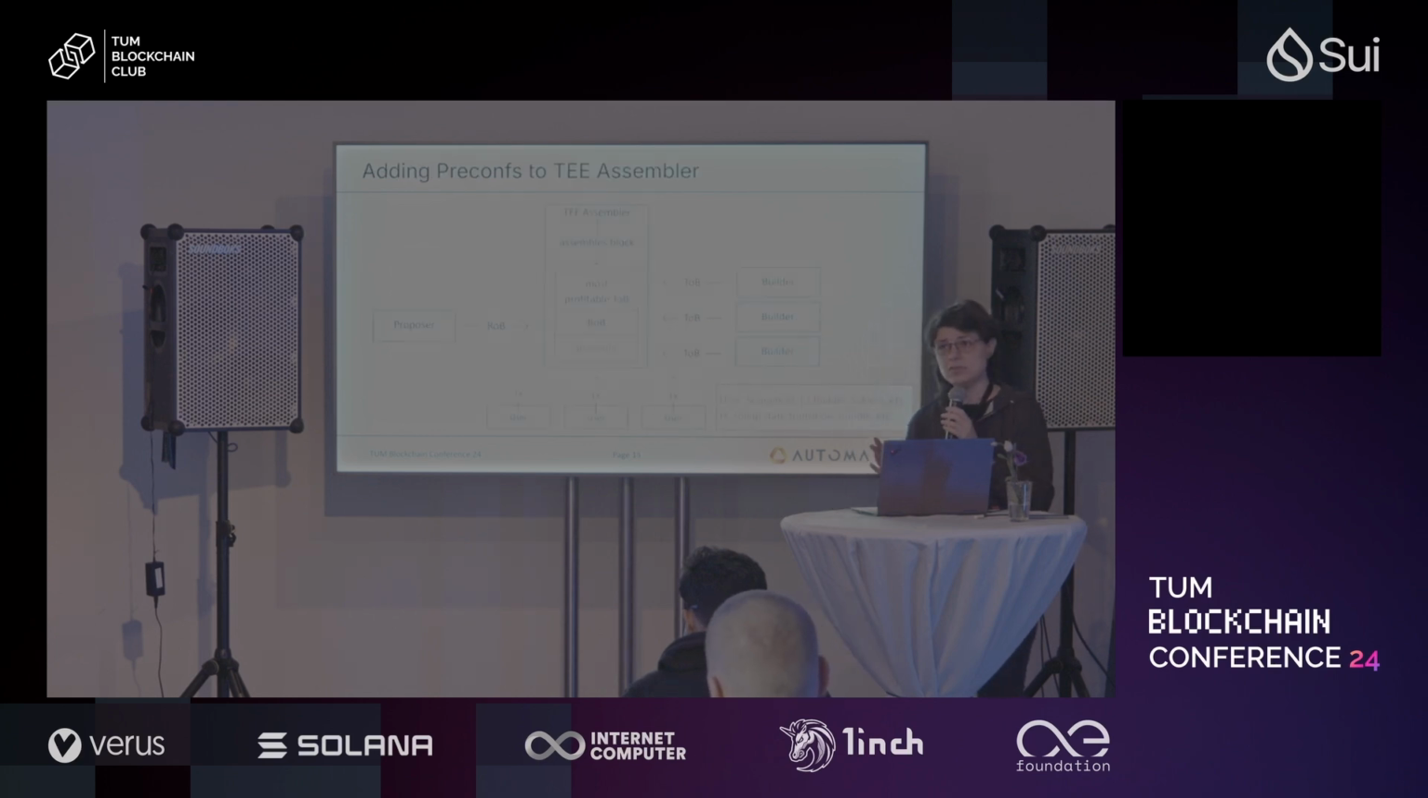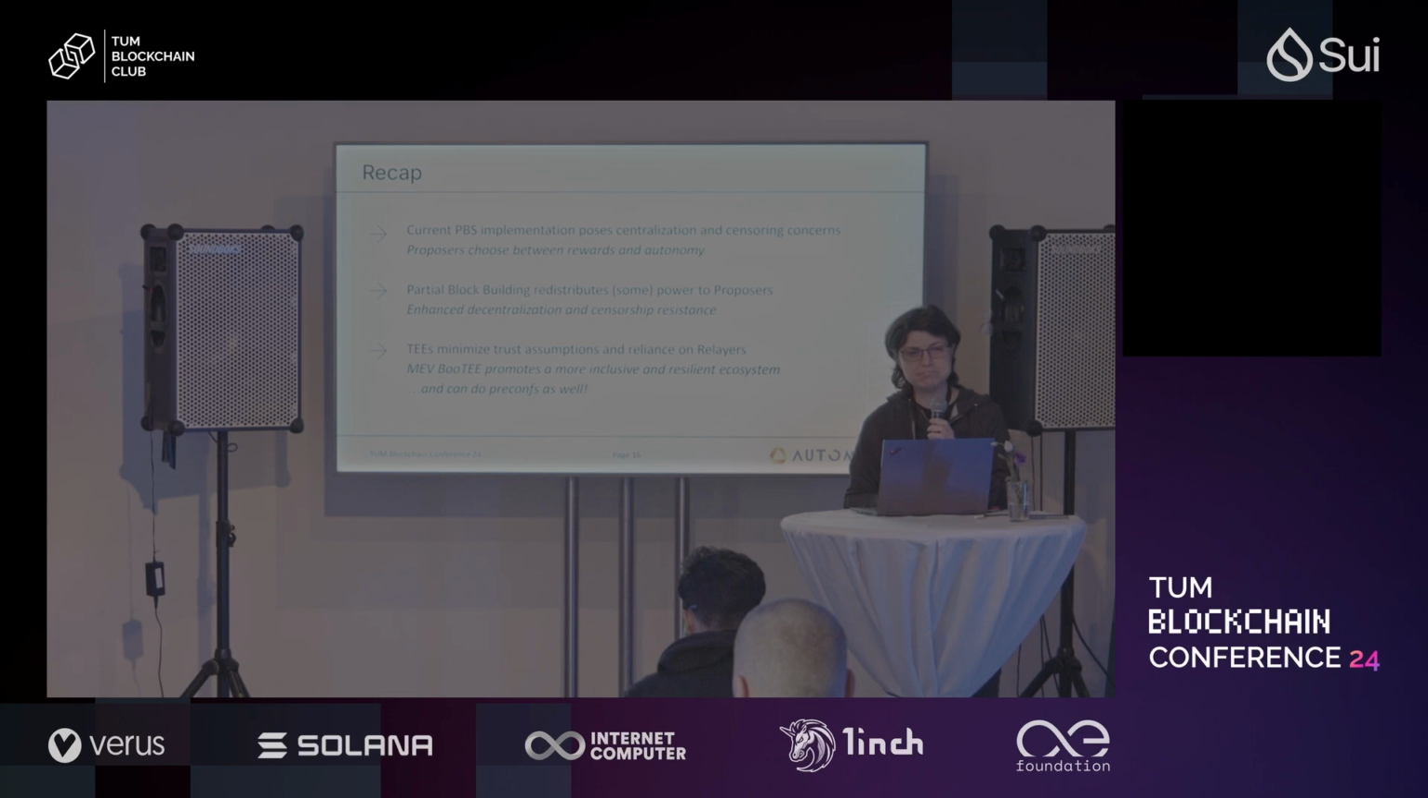So pre-confs can be added to all MEV BooTEE schemes, but here I'm showing how it can be added to the TEE assembler. Again, we have the proposer and the builders who do what they did before, but then we also have the users, who can directly submit their transactions to the TEE assembler, and if the TEE assembler decides to pre-confirm them, then these pre-confs will also be added to the block that's built by the TEE assembler. And that's pretty much it.